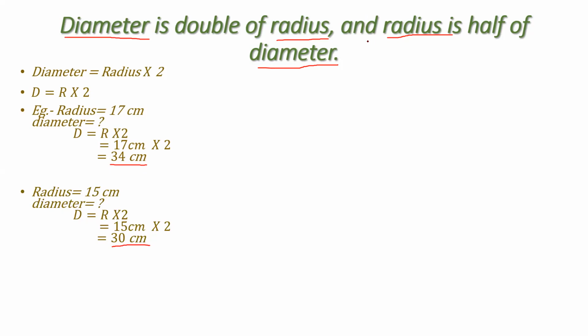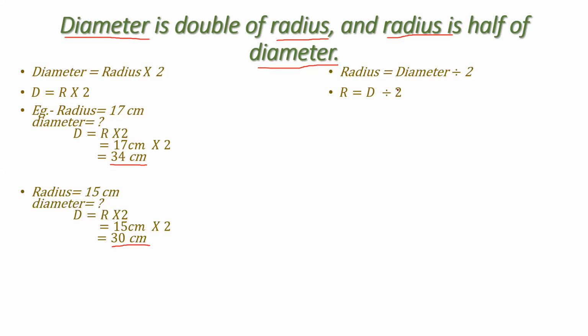Now moving ahead, we have radius is half of diameter. So here you see we can write that radius is equal to diameter divided by 2. Radius is half of diameter. That means when we half diameter, we just have to divide by 2 and we get radius. In short, we can write r is equal to d divided by 2.